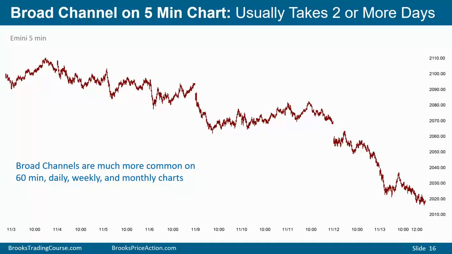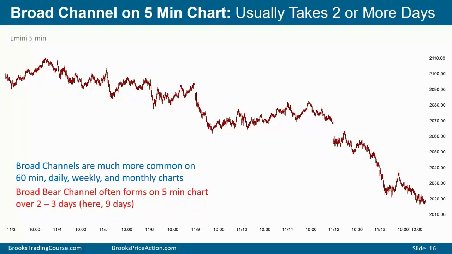Broad channels are much more common on higher time frame charts, 60-minute charts, daily charts, weekly and monthly charts. You can also see them on 5-minute charts, but you usually have to look at several days before they're clear. Usually you have to look at 3, 4, or 5 days. Here, it's 9 days in a broad bear channel, and you're probably not confident that it's a broad bear channel until at least the third day.